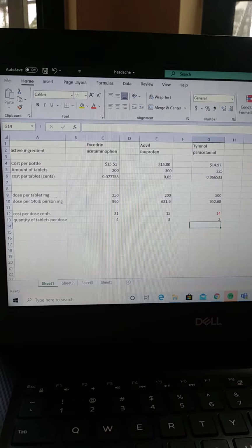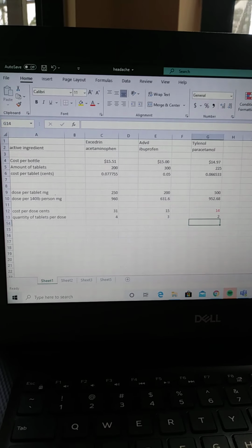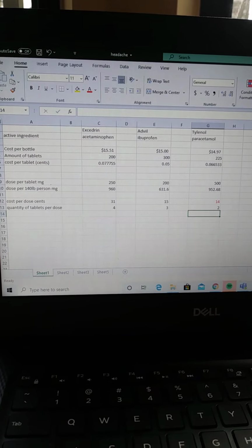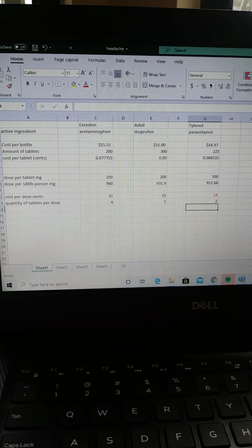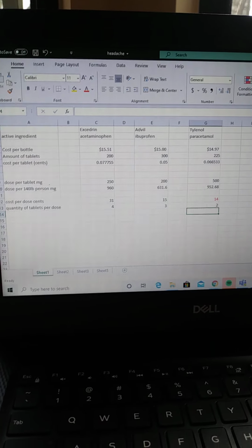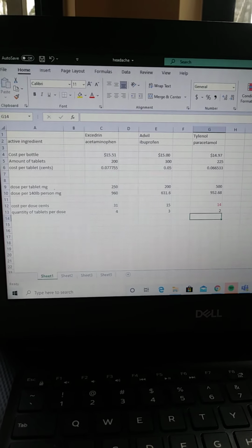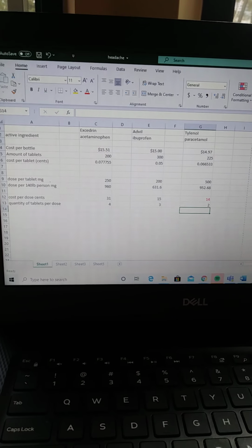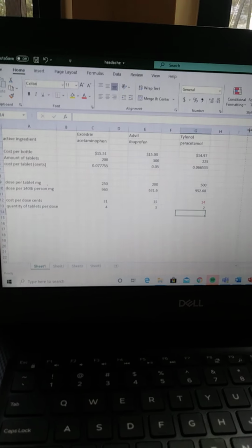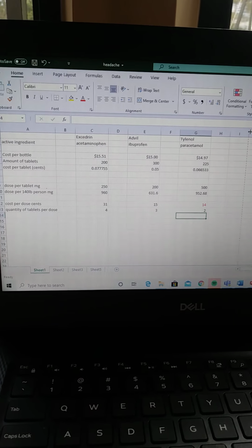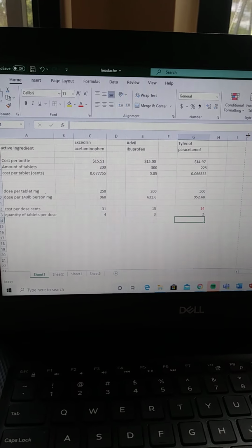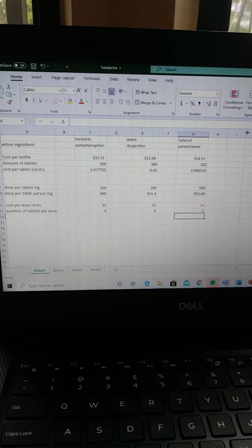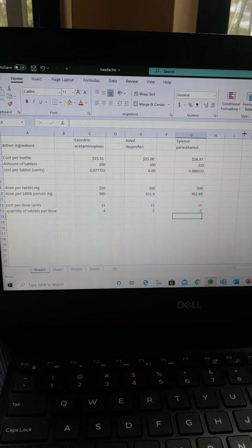So, I've put together this list of active ingredients in each one, the cost per bottle, the amount of tablets, the cost per tablet, the dose for someone of my weight, 140 pounds, which we'll have to convert to kilograms in order to figure out the dosage. And we'll use dimensional analysis in order to do that. We'll also take a look at the cost per dose and the quantity of tablet per dose.